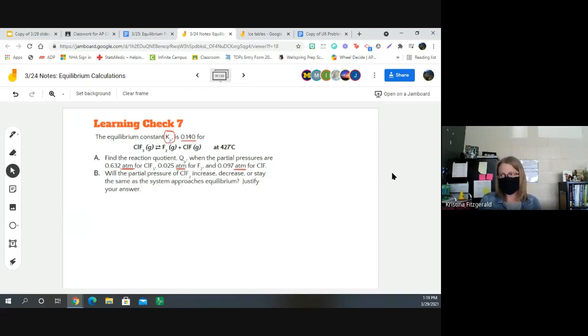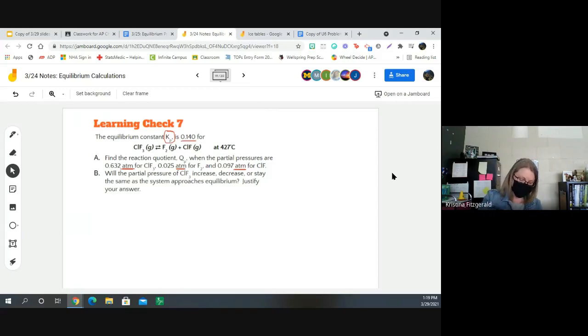ATM is a pressure unit. So Tristan, is my equation balanced? I should probably actually check these and make sure he doesn't say yes and then I just go with it. Tristan, is my equation balanced? You might say yes, all caps. All right, great. It is balanced. I looked at it too. Okay, so we're good there.